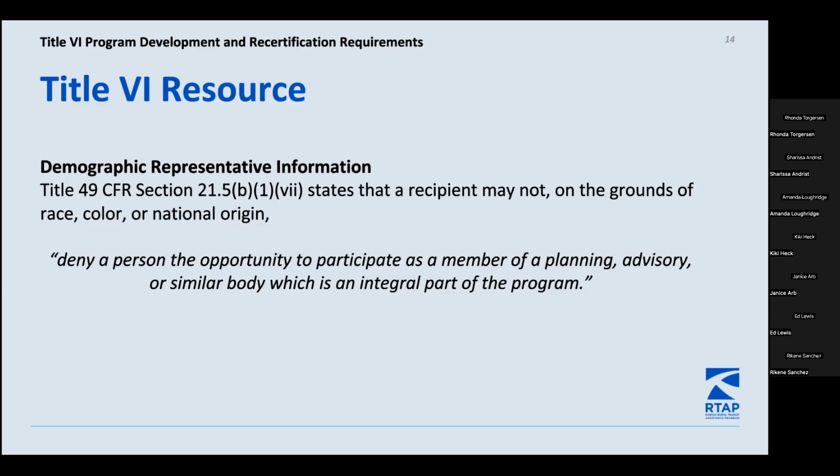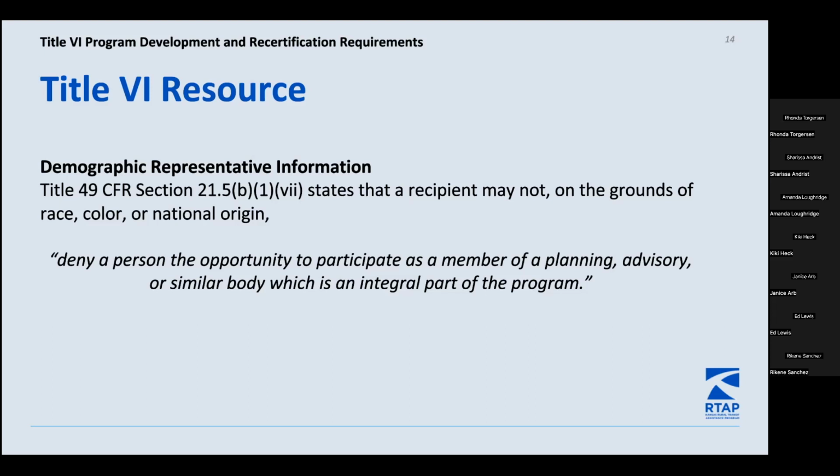Must provide a table depicting the racial breakdown of the membership of those committees, and a description of efforts made to encourage the participation of minorities on such communities. The next slide, I'll go into depth about what this table can look like and what it means to have a table that depicts the racial breakdown of a committee. But basically, it's against the law to deny a person the opportunity to participate as a member of a planning, advisory, or similar body, which is an integral part of the program. So we have to prove that we are giving everyone equal access to the opportunity to be on these boards.